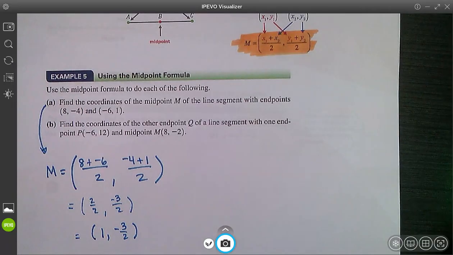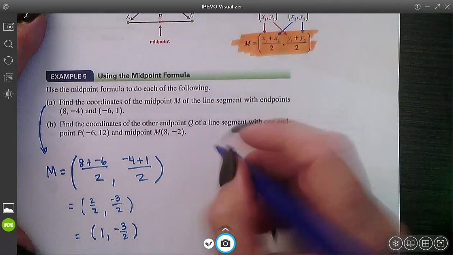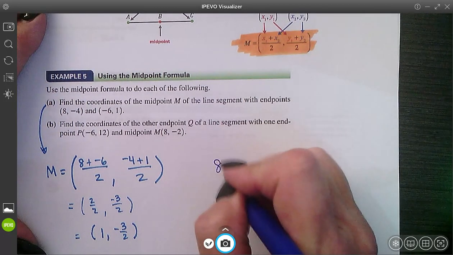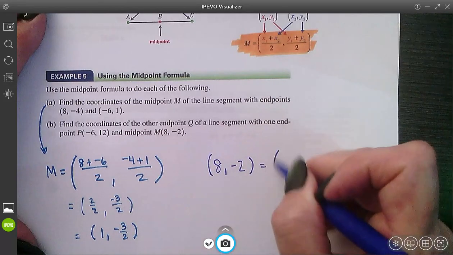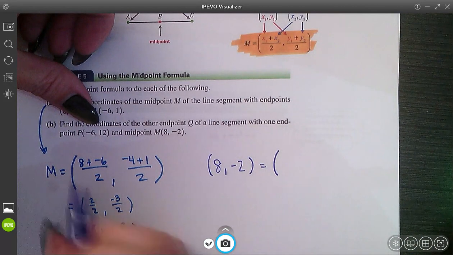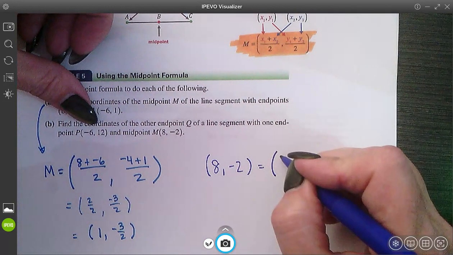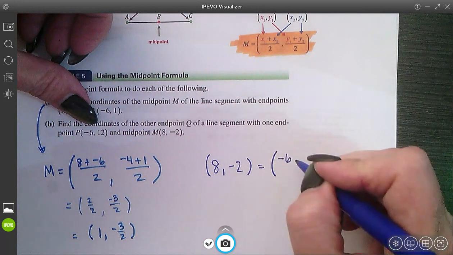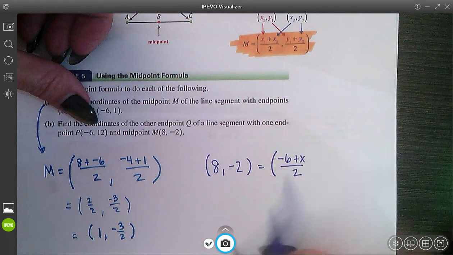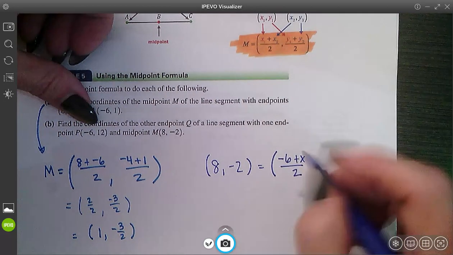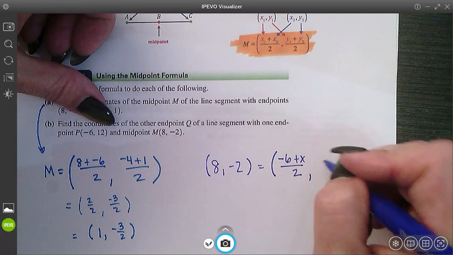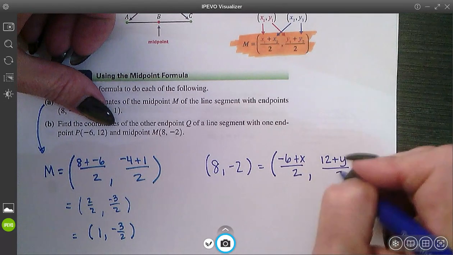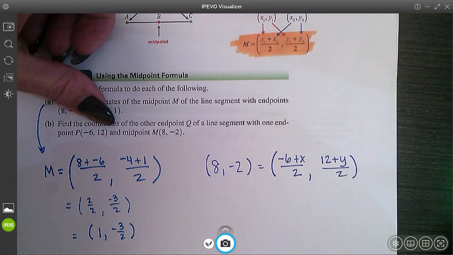So we can use that midpoint formula also to work backwards, because in part B they give us the midpoint. So I know that the coordinate of the midpoint is 8, negative 2. And I have to figure out where the other x and where the other y are. I know one of the x values is negative 6. If I add the other x value and divide by 2, that's going to give me 8. And for the y's, I know one of them is 12. So if I add 12 plus my other y value and divide by 2, it should equal negative 2.